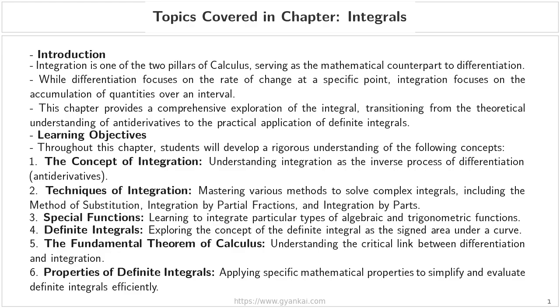Essentially, this chapter is about building a solid foundation in integration, so you're prepared for more advanced math and science courses. And as you'll see on the next slide, integration isn't just a theoretical exercise, it has tons of real-world applications.